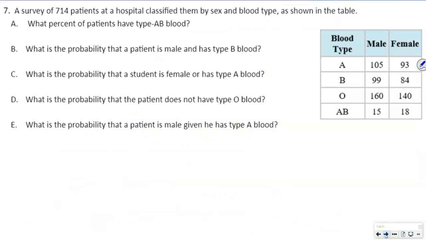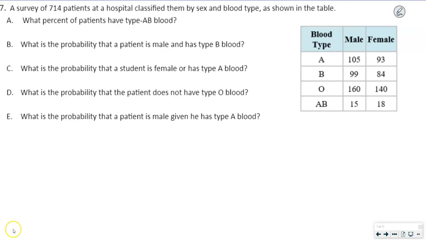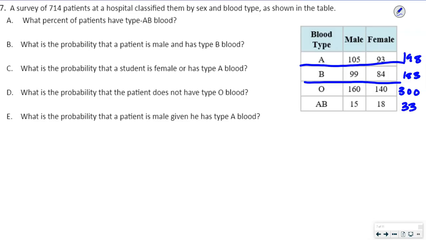All right, so the next one says a survey of 714 patients at a hospital classified them by sex and blood type, as shown in the table. What percent of patients have AB blood? What we're going to do with this table is find the totals first before we move on. I'm going to go across here, add those two together. That's going to give me 198. Add these together. That's going to give me 183 and 300 and 33. Then I'm going to add my rows as well.